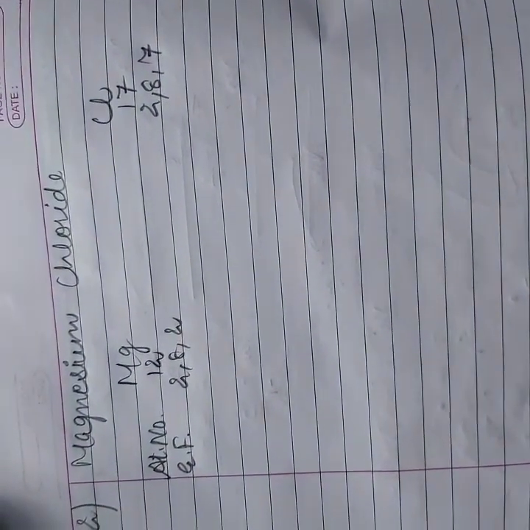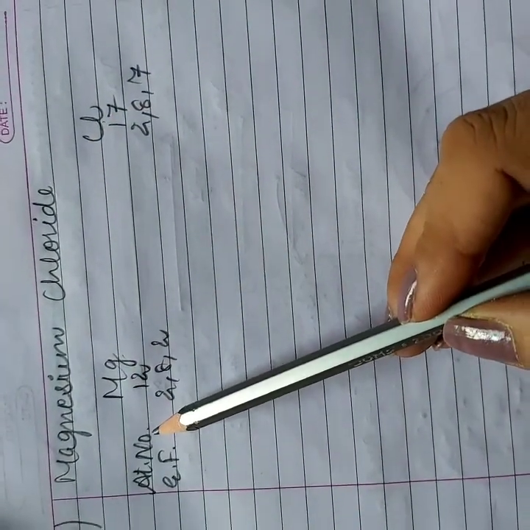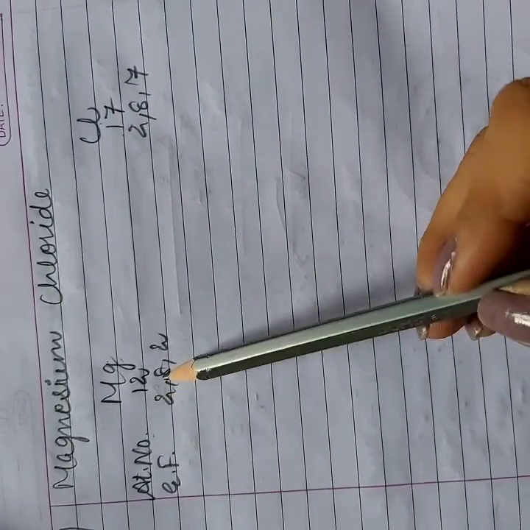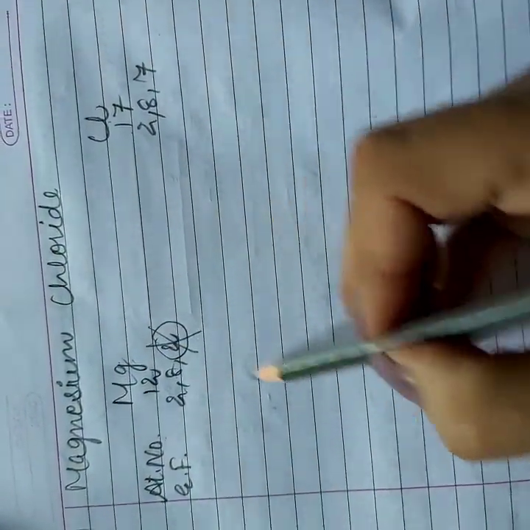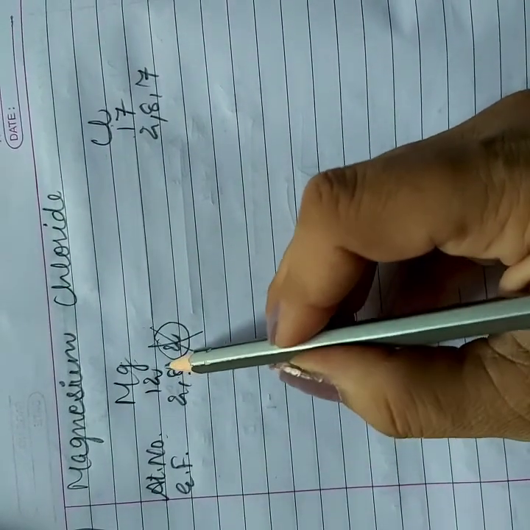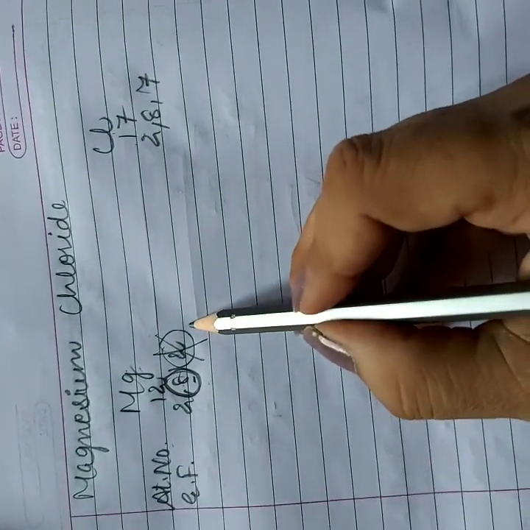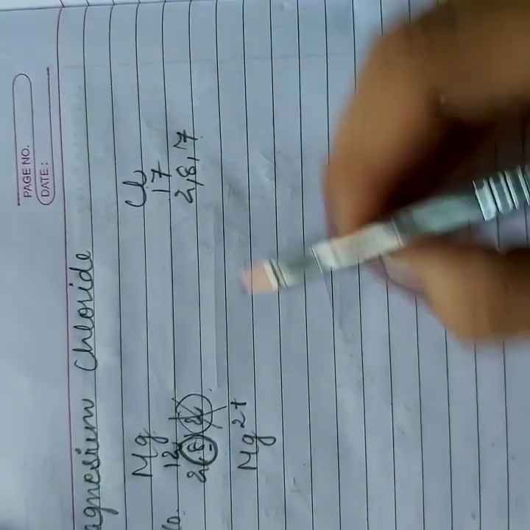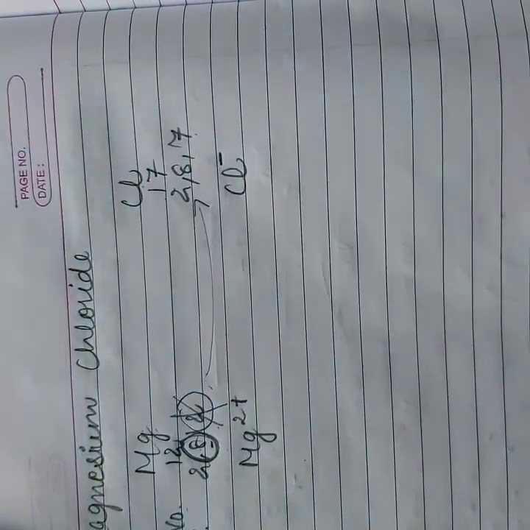Now the next structure is of magnesium chloride. We have written here the symbols of magnesium and chlorine. Atomic number of magnesium is 12, chlorine is 17. Electronic configuration 2, 8, 2 and 2, 8, 7. Now magnesium will lose these 2 electrons and its second shell will be the last shell, so its octet is completed. So magnesium will lose 2 electrons, so magnesium will carry 2 positive charge. In case of chlorine, chlorine needs only 1 electron, so 1 electron it will gain from magnesium. Now chlorine will carry negative charge.